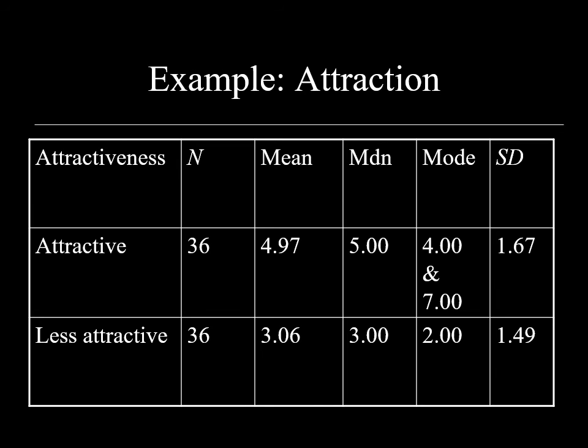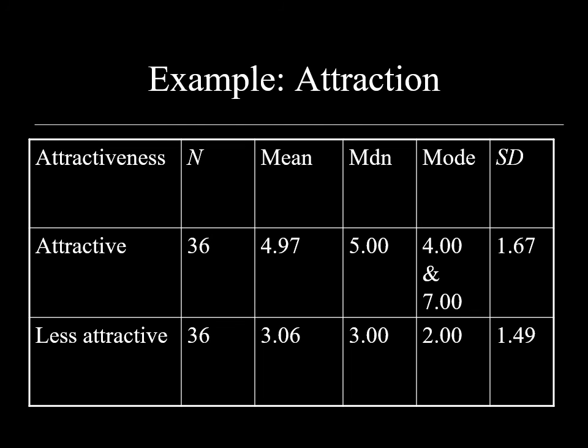So let's look at the attractive sample. We have a mean of 4.97. We have a median of 5.0. That's looking good. But we have a mode of 4 and 7, bimodal. That basically tells us it's very unlikely this is going to be a normal distribution. So some people found the attractive photo to be very attractive, but an equal number found it to be just moderately attractive. We've got the standard deviation there, but honestly, we probably can't trust that number very well in this particular distribution. In other words, something kind of weird was going on.